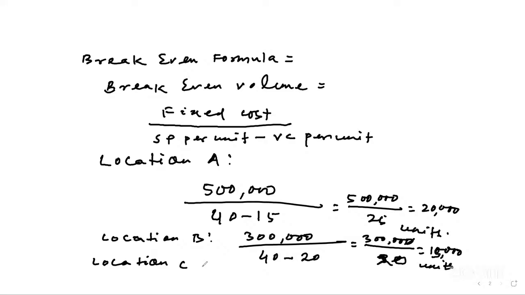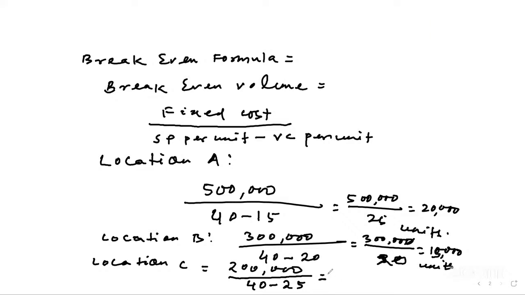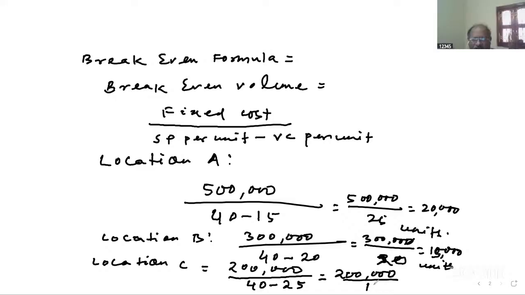For location C, the fixed cost is 2 lakh, the selling price per unit is 40, and the variable cost per unit is 25. So it will be 2 lakh divided by 15, which is approximately 13,333.